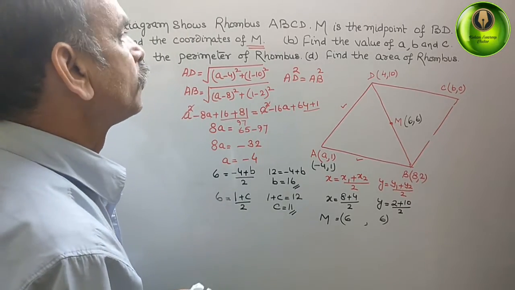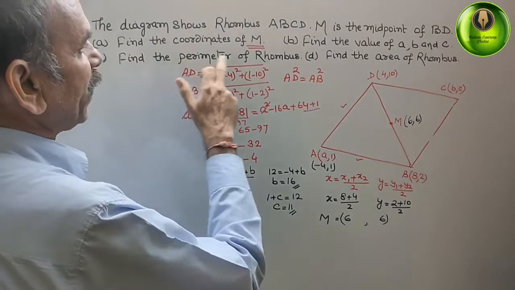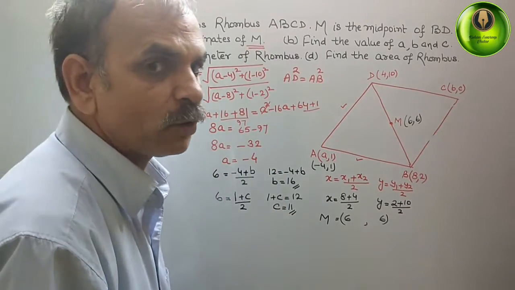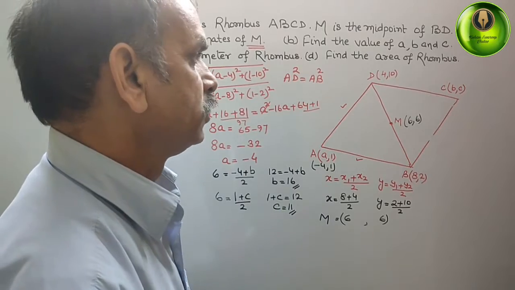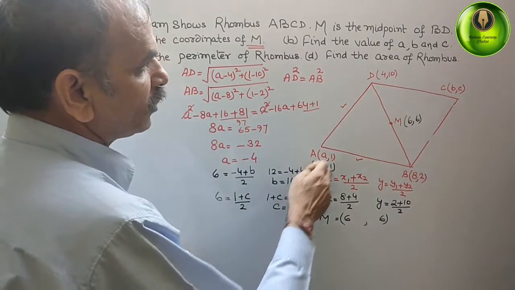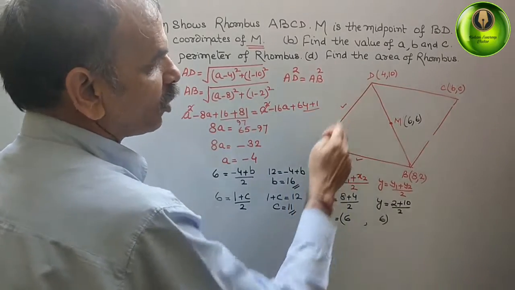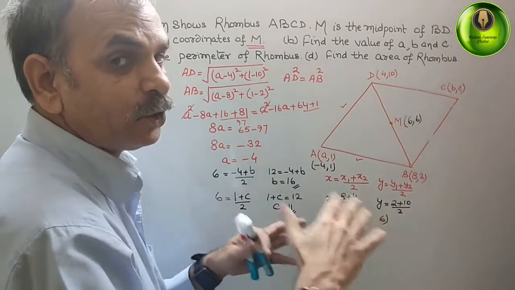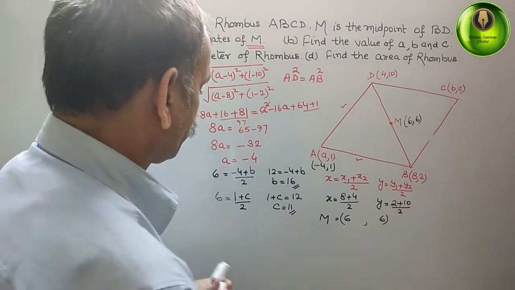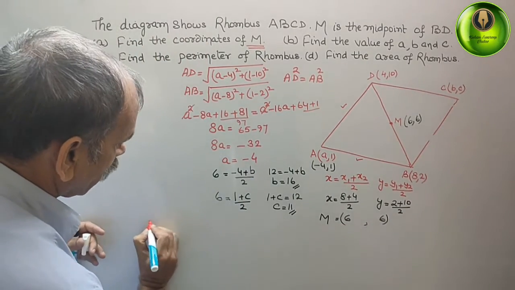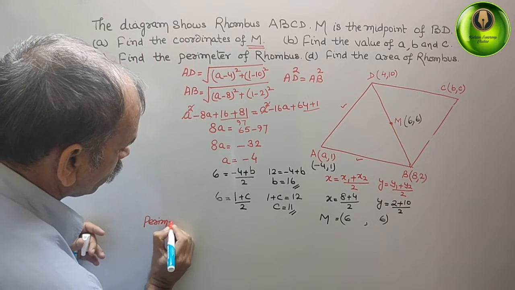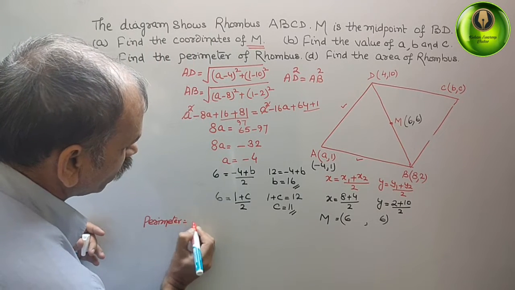Next, find the perimeter of a rhombus. We have to find out the perimeter now. How will we find out the perimeter? We know the coordinates of these four points, so we use the distance formula. Now perimeter. Perimeter is nothing but what?